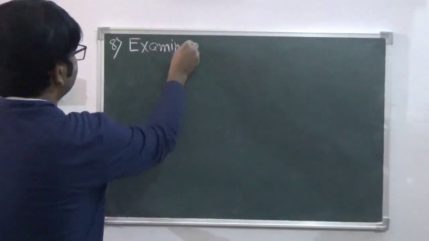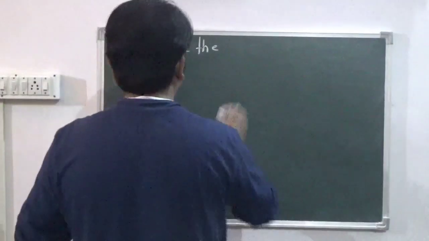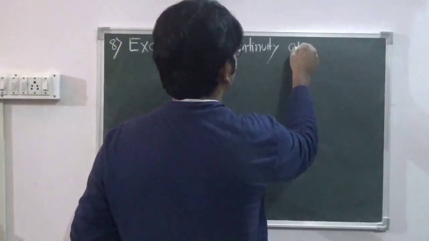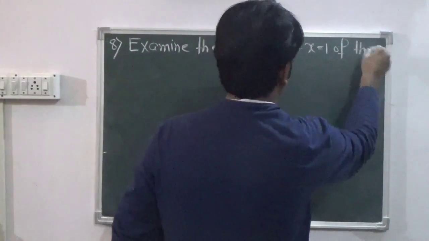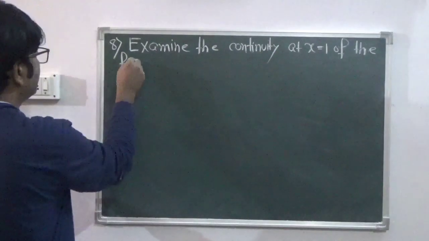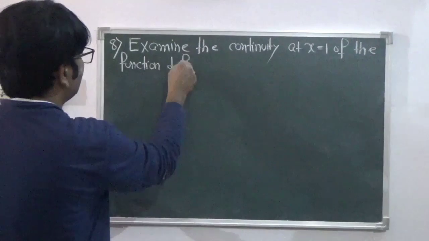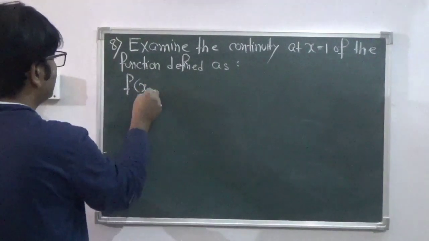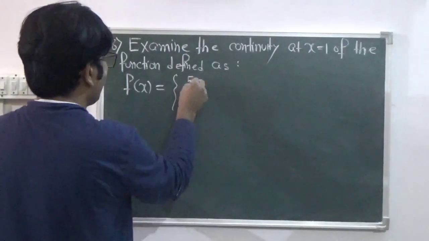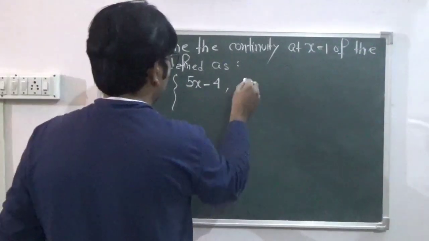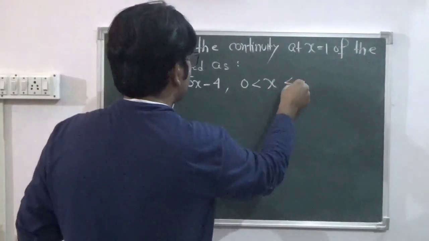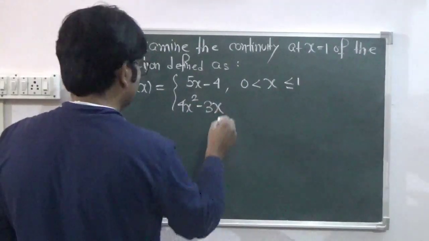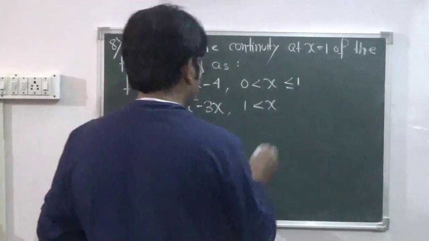Examine the continuity at x equals 1 of the function defined as f(x) equals 5x minus 4, for x greater than 0 and less than or equal to 1; and 4x squared minus 3x, for x greater than 1 and less than 2.